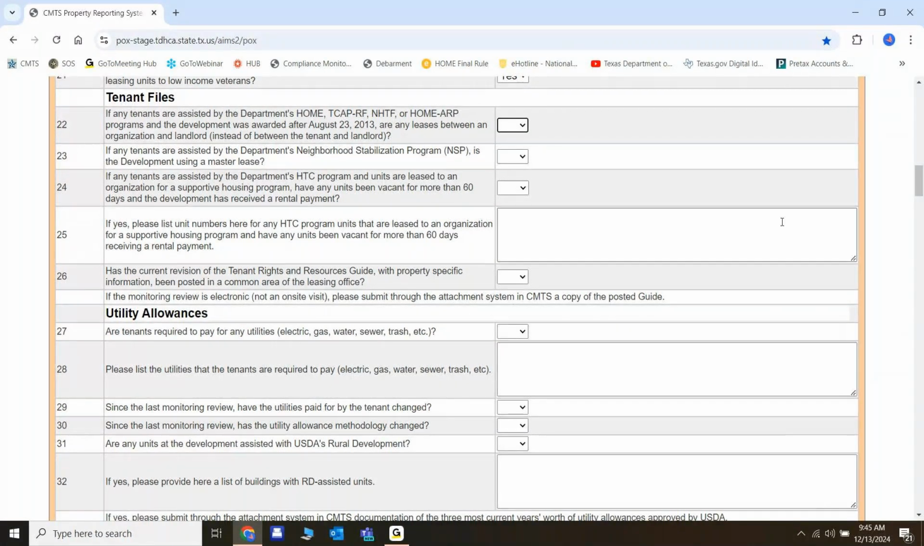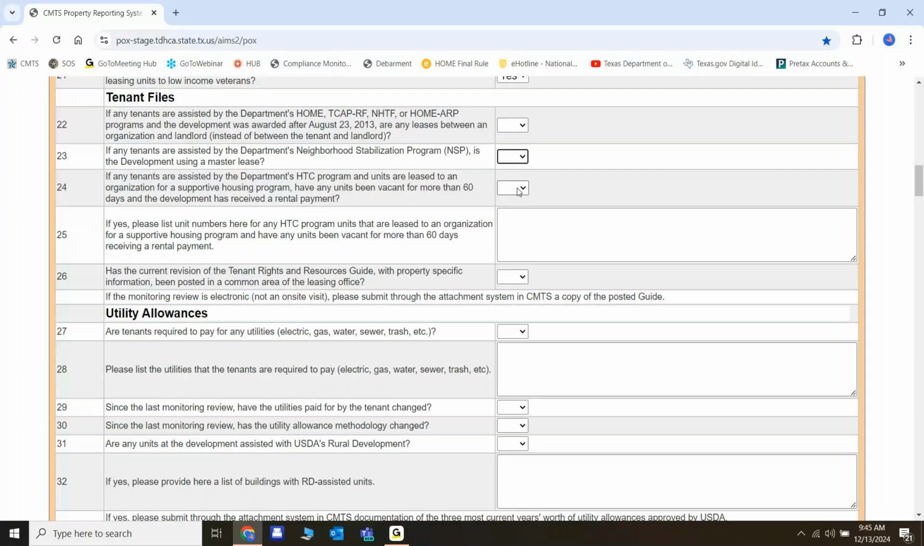If you have Neighborhood Stabilization, are you using a master lease? Yes or no. If you don't have the NSP, leave it blank. If you have the housing tax credit program and units are leased to an organization for a supportive housing program, have any units been vacant for more than 60 days and the development receiving rental payment?